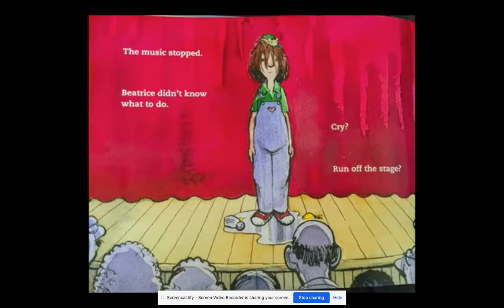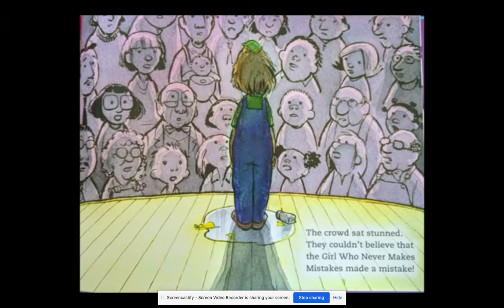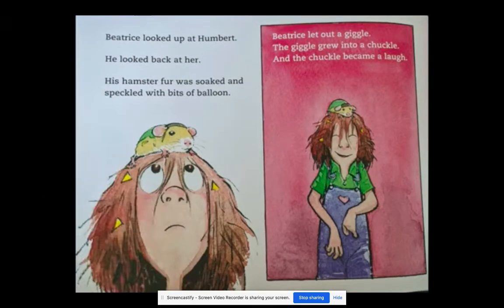The music stopped. Beatrice didn't know what to do. Cry? Run off stage? The crowd sat stunned. They could not believe the girl who never makes mistakes made a mistake. Beatrice looked up at Humbert. He looked back at her.